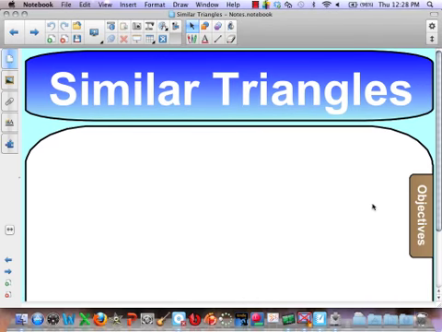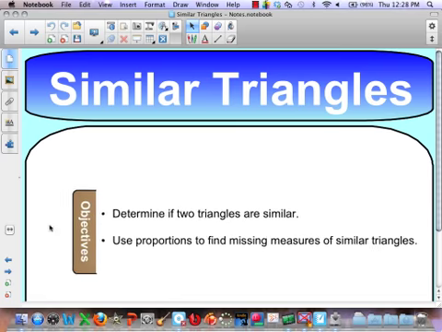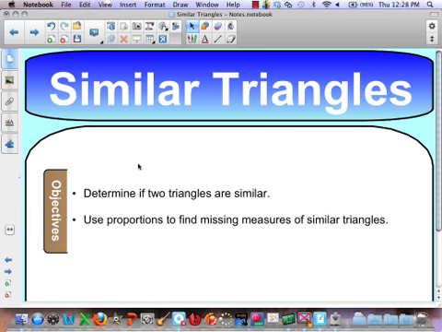So we look at similar triangles, and again, guys, this is basically going to be 2 lessons we're going to do. And then on Monday, we're going to start our right triangles unit. So right now, what we're going to be looking at today is determining if 2 triangles are similar. And there are basically 3 ways of doing that. And then we're going to be using proportions.